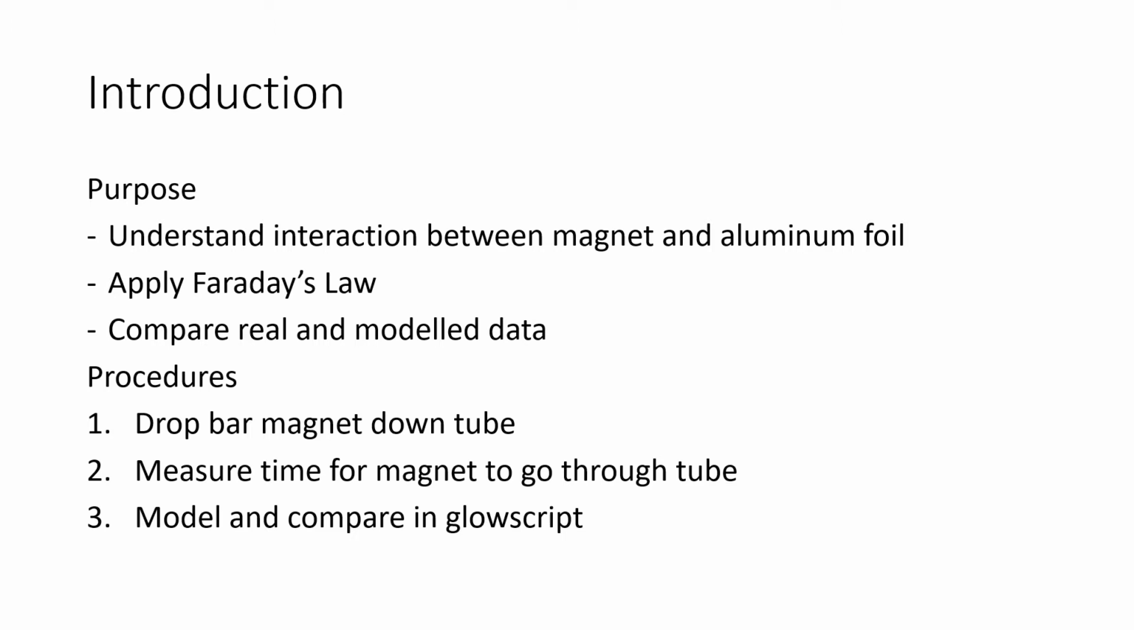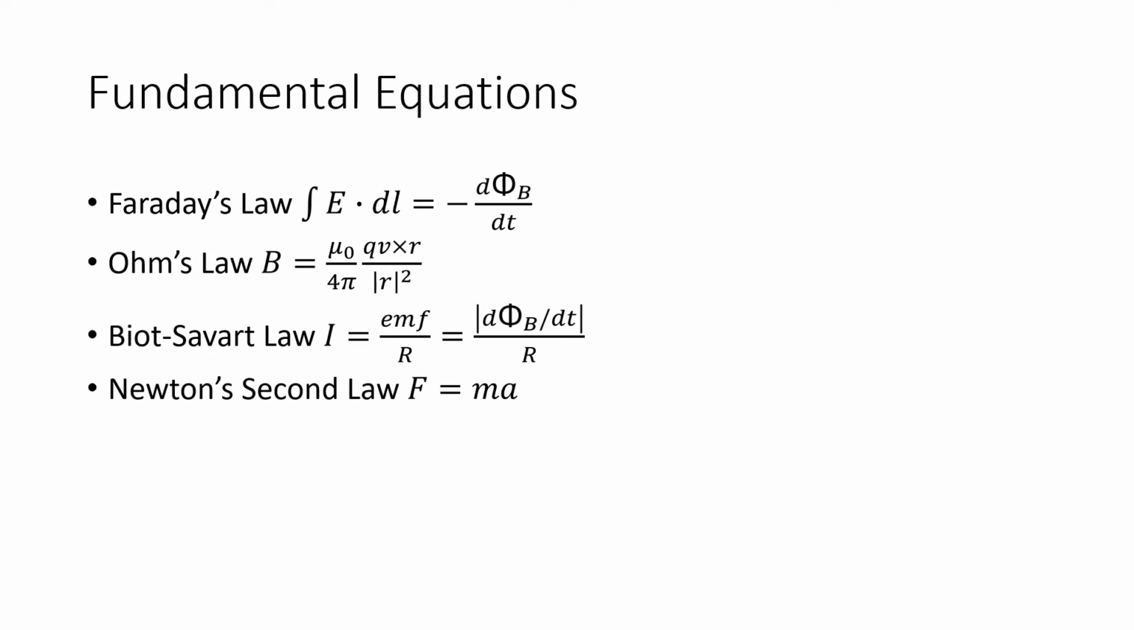that we do, comparing GlowScript and the actual model that we did. And procedures, basically we're just going to drop a bar magnet down the tube, measure the time that it takes for the magnet to go through the tube, and model and compare in GlowScript. For fundamental equations, we have Faraday's law, Ohm's law, Biot-Savart law, and Newton's second law.